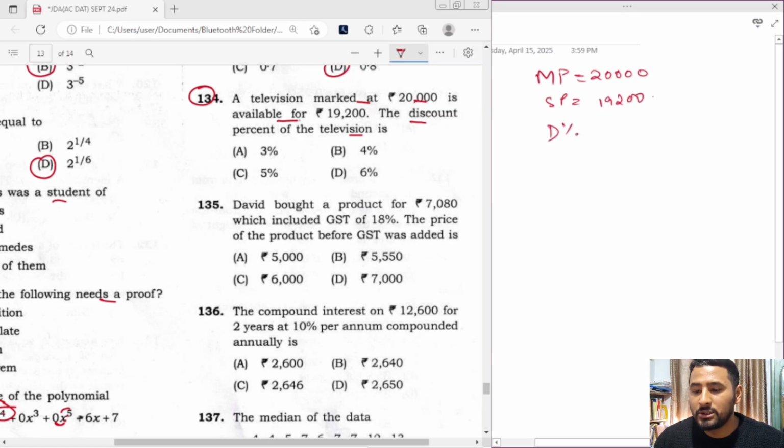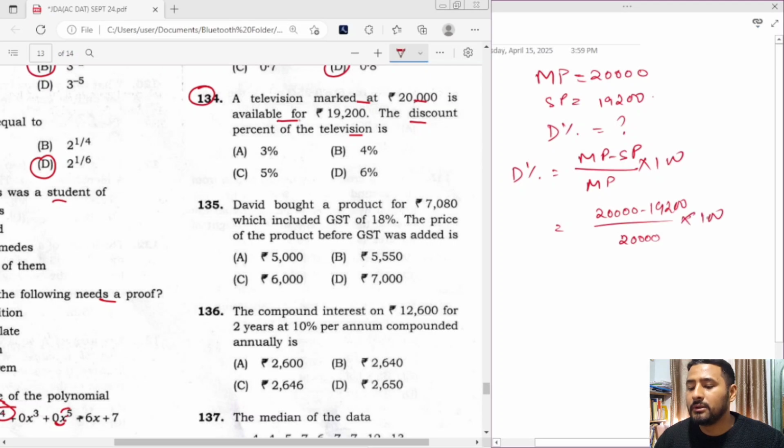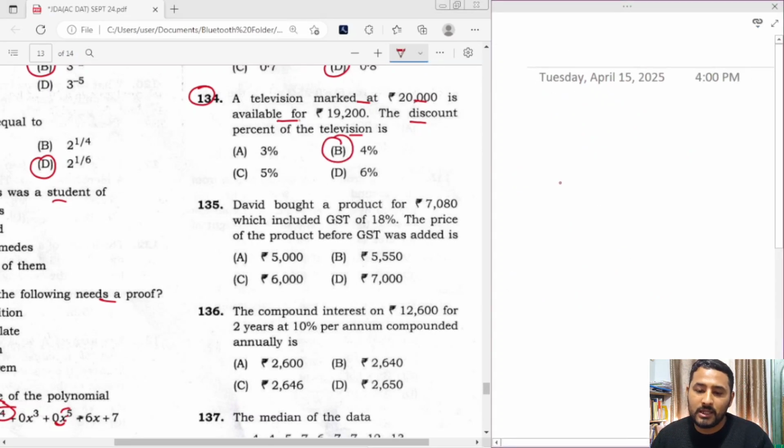So discount percent will be how much? We need to find that. I have already told you the formula. Discount percent is MP minus SP over MP, always remember, into 100. Just put the values. 20,000, you can do it directly also in your mind, you should not waste your time. 20,000 into 100. Here you will be getting 800. This 0 gets cancelled. You get 200. If you divide this one, you get discount percent as 4. Okay, 4% will be the answer, just using the formula. Let's go next.